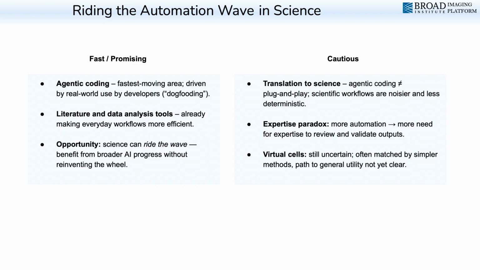So even as those tools accelerate science, they also demand more expertise. You need to be able to still know when something is wrong, and that expertise is crucial when you're using some of these tools.